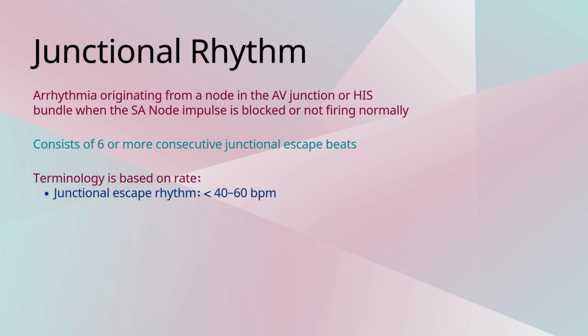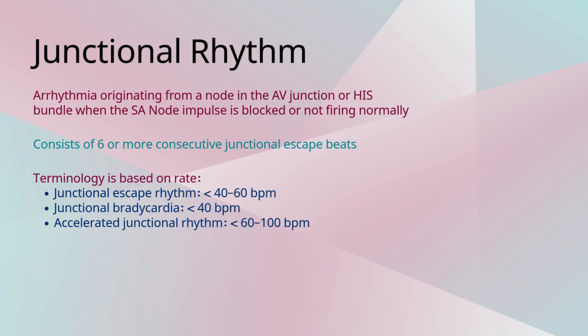So a junctional escape rhythm is 40 to 60 beats per minute. If it's slower, under 40, we call that junctional bradycardia. If it's faster, 60 to 100, that's accelerated junctional rhythm. And if it's over 100, we call that junctional tachycardia.